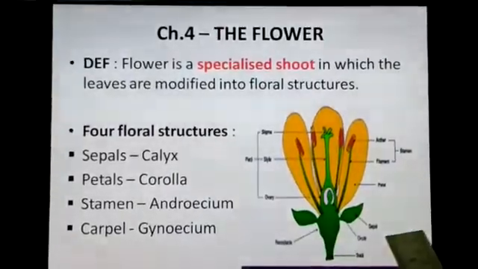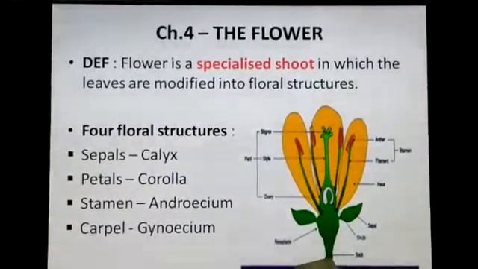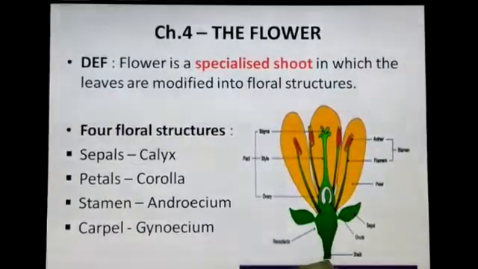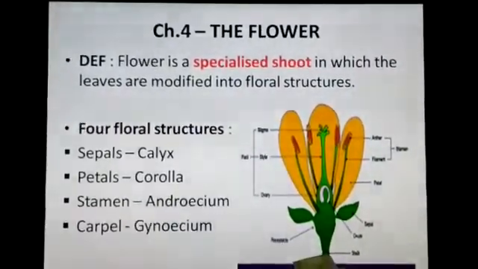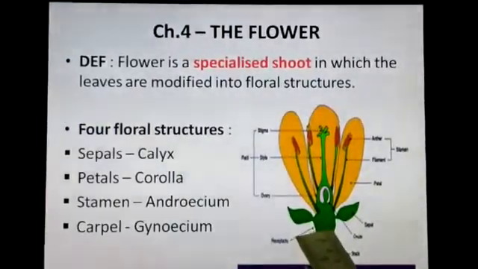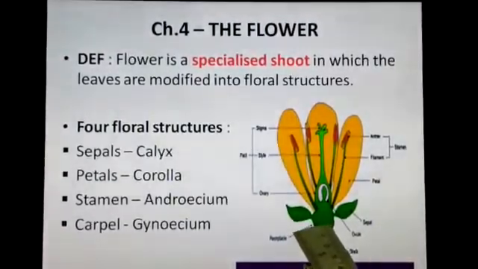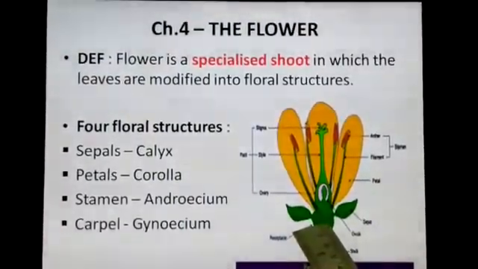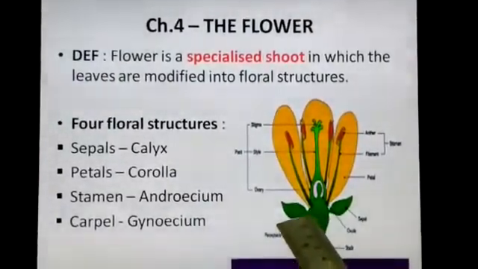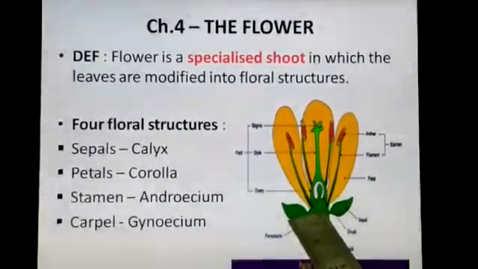Here we have a well-labeled diagram of a flower. Let's study its parts. This portion of a flower with which we hold it is called as flower stalk. It is also called as pedicel. Just above it is a wide, broad portion of a flower which is called as receptacle or thalamus. I repeat, receptacle or thalamus. It is wide and cup-shaped on which all the four floral structures fit in.